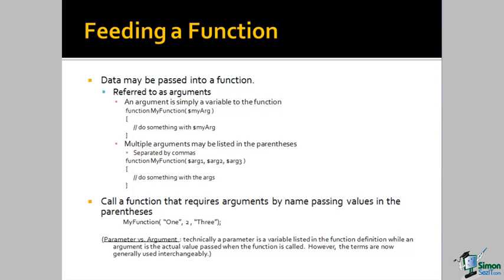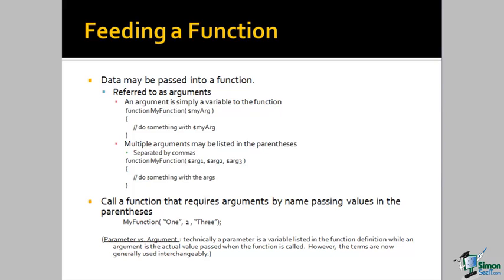So in this example, the string 1 will be assigned to arg1. The integer 2 will be assigned to arg2, and the string 3 will be assigned to arg3. Those variable names are how we, within our function code block, can access that data and act upon it.